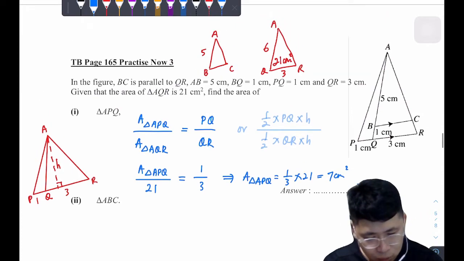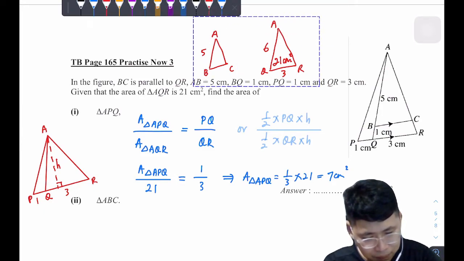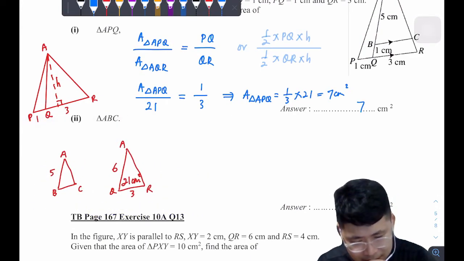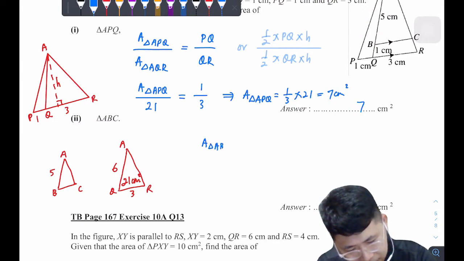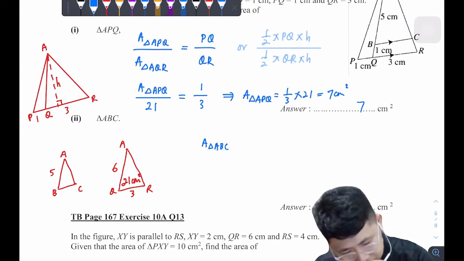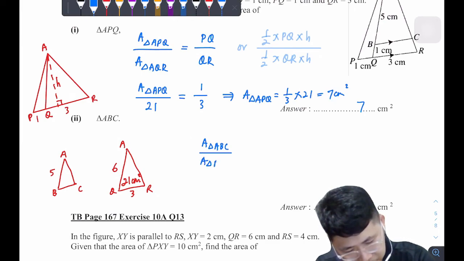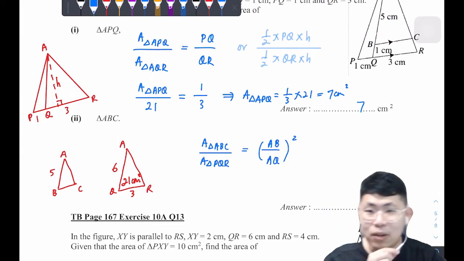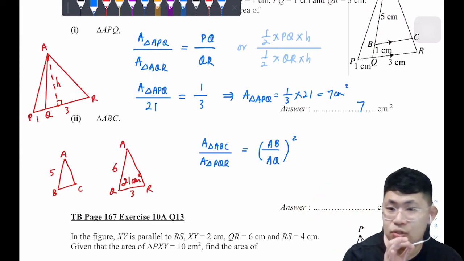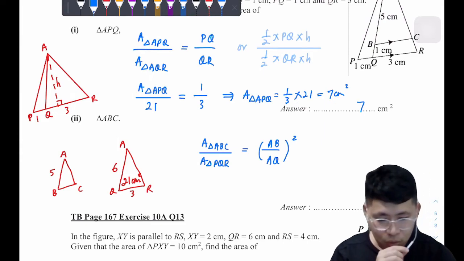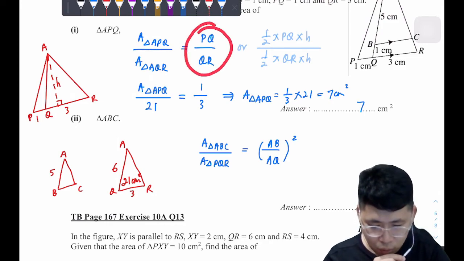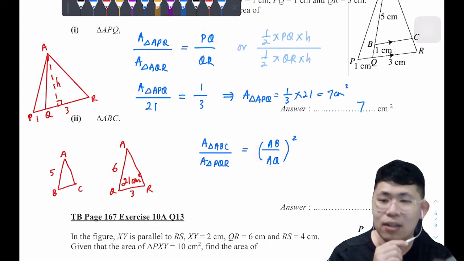Okay, so for part 2, let me cut and paste this over there. Now I'm looking for the area of ABC. The area of triangle ABC as compared to the area of triangle AQR is going to be equal to AB over AQ, the given lengths. But because these two are similar triangles and they don't have a common height, I need to square the length. I want you to notice the difference: with a common height, we don't need to square. Without a common height and similar, we will square it.